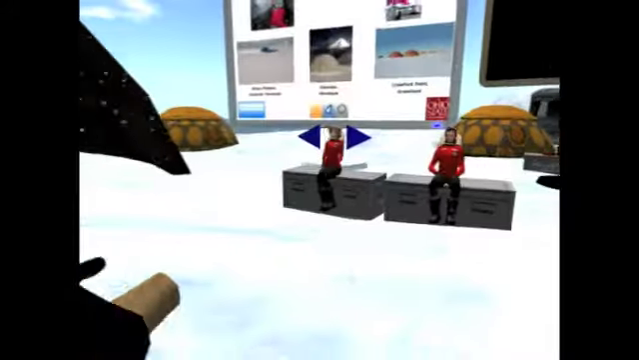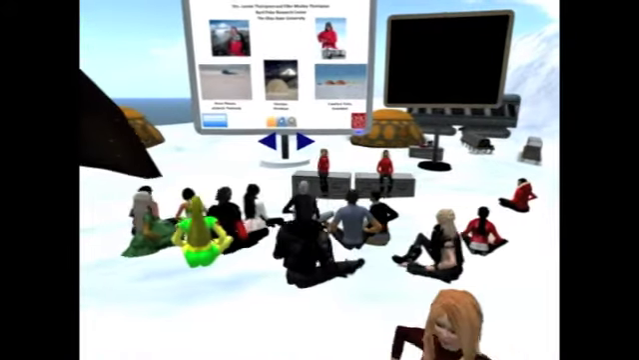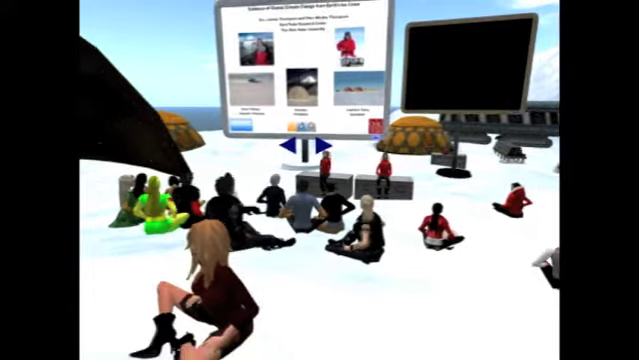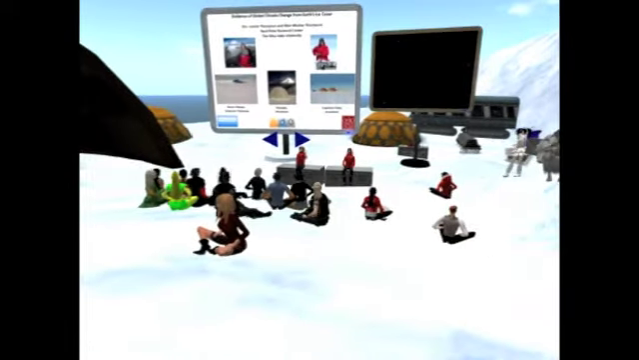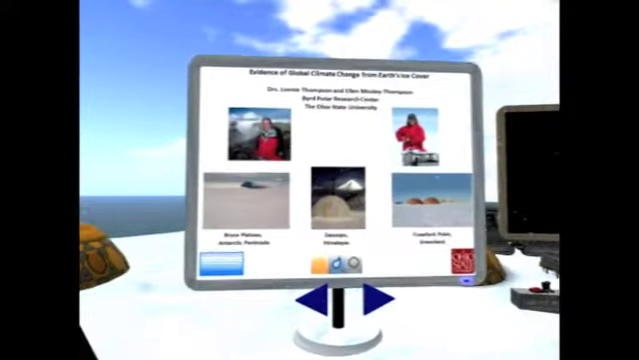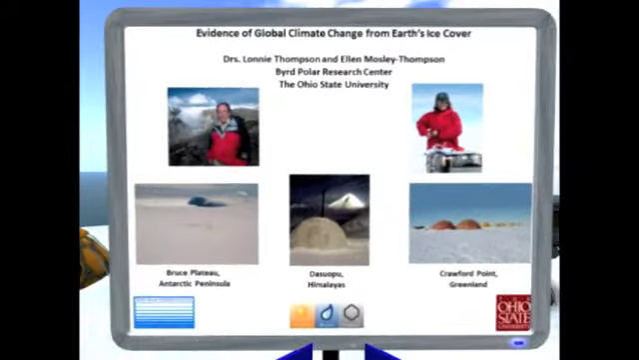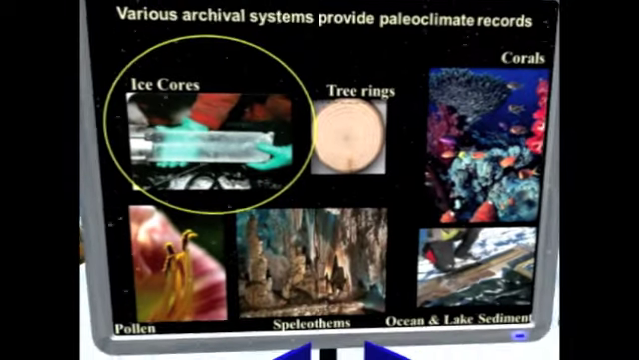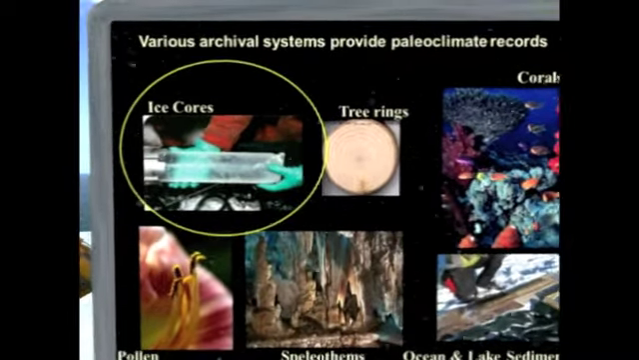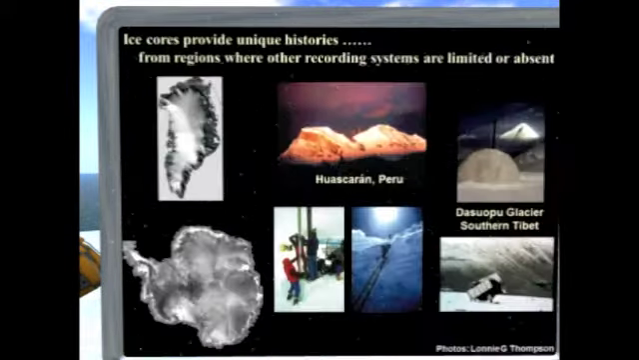to talk to you a little bit about how we collect evidence of global climate change from the Earth's ice cover. And on the first slide, you'll see some images of the different places where Lonnie and I have traveled to collect ice cores. You can see that we're very fortunate to live on a planet where we have many recorders of our past climate.